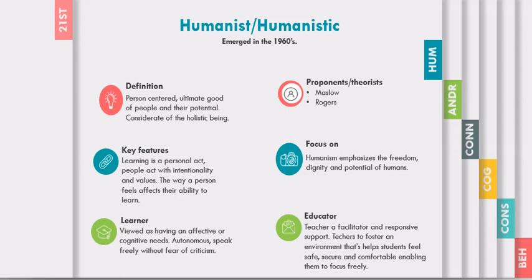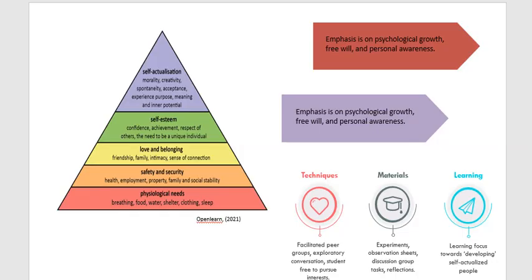So the teacher will foster an environment that helps the students feel secure, safe, comfortable, and makes them feel like it is where they belong. I said we'll speak about Maslow a little bit, and so this pyramid is called Maslow's hierarchy of needs.